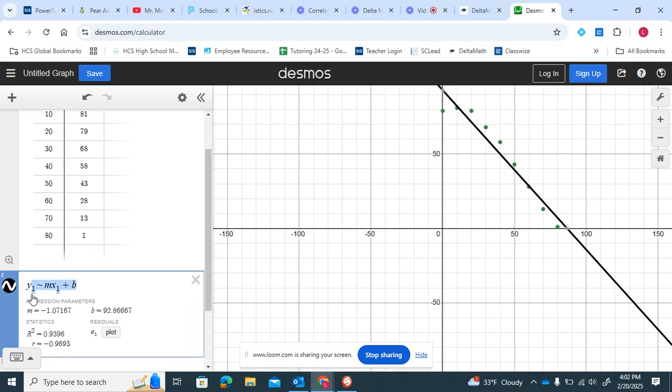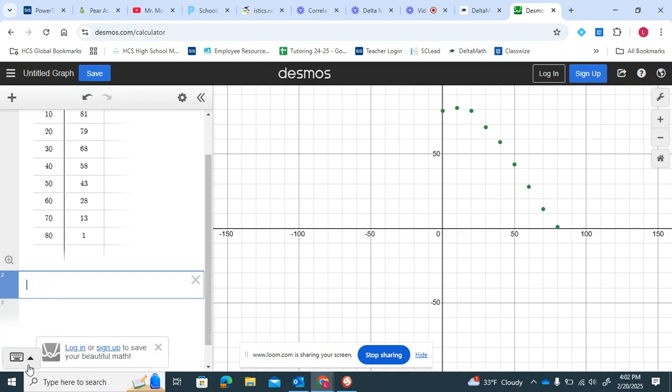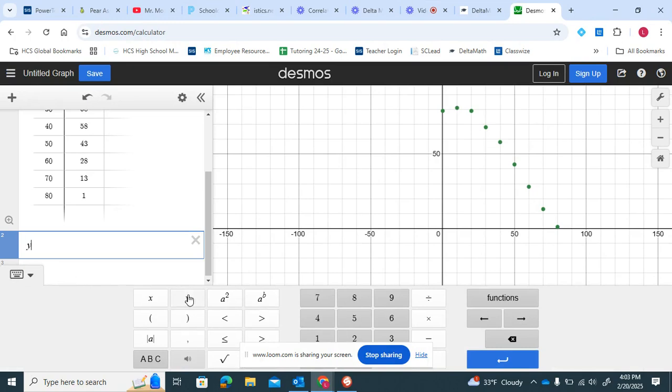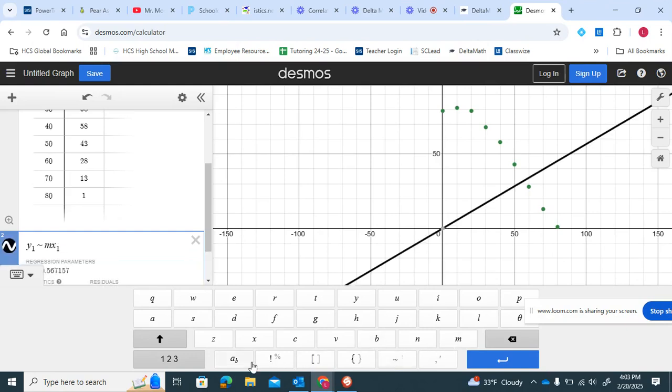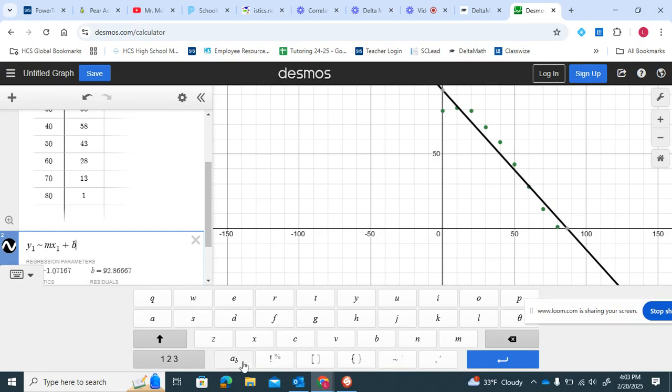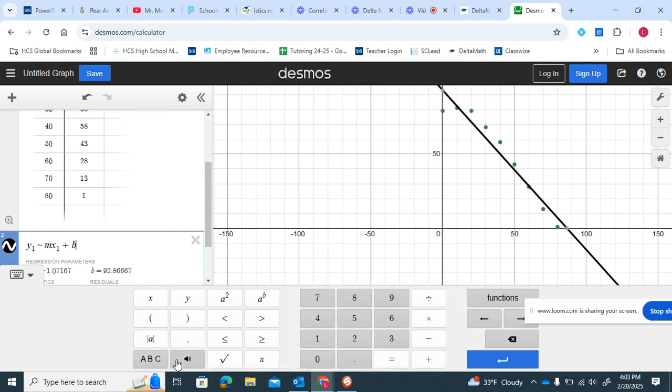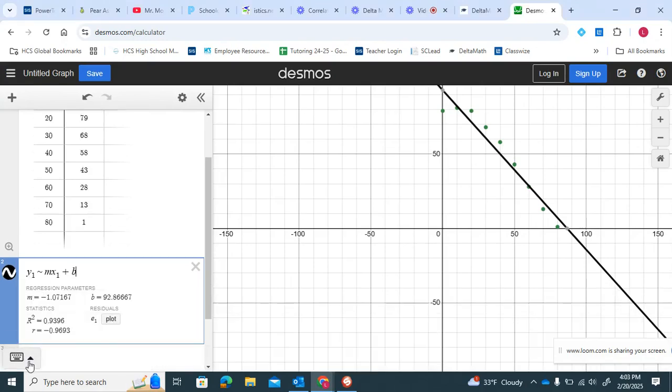Let me do that one more time. If that was too much, you could always click the keyboard, and if you hit ABC, here's that button. Oops, sorry, not y equals. y1 with this button, mx1, and then plus b. So this keyboard will do the same thing, or you could just do it without using that keyboard.